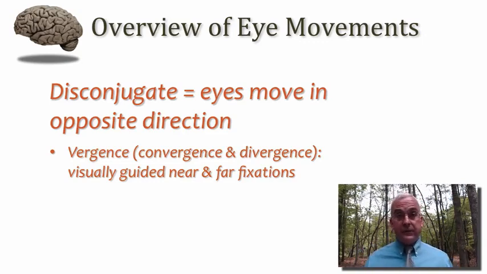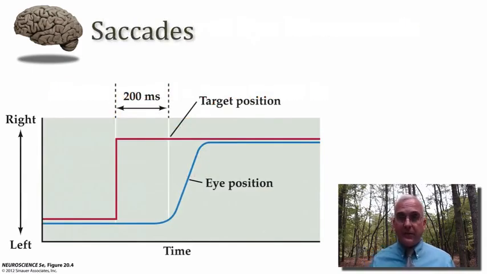Okay, now let's talk about each of these five types of eye movements in turn, and then we'll spend just a little bit of time on the circuitry that's important for a couple of these eye movements. And we'll begin with saccades. So, a saccade is a quick, ballistic eye movement that allows us to change fixation from one target to another.